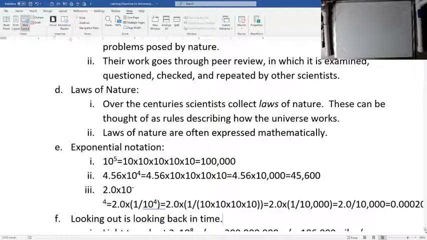So over the centuries, scientists collect laws of nature. These are just rules describing how the universe works. These are often very useful in understanding the things that we see in science. The laws of nature are often expressed mathematically. Newton's second law is force equals mass times acceleration. And lots of laws are expressed that way because often it's much more precise to describe a law mathematically than it is to describe a law just with words, just in a descriptive way.